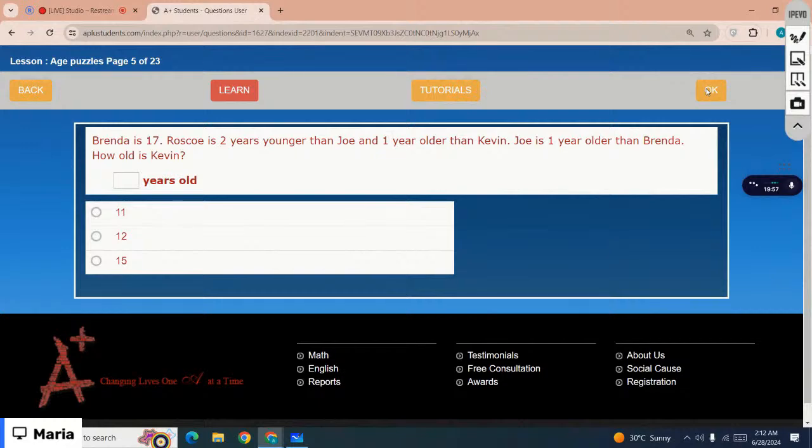Brenda is 17. Roscoe is 2 years younger than Joe and 1 year older than Kevin. Joe is 1 year older than Brenda. How old is Kevin?